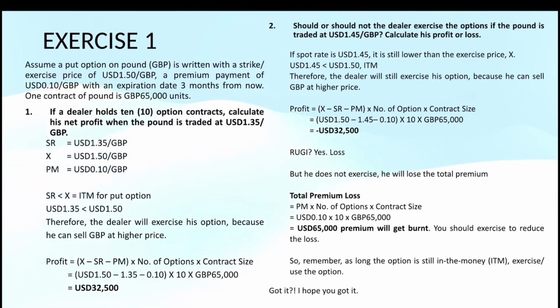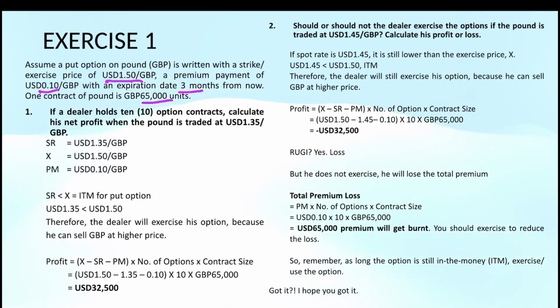Okay, the question is, assume a put option on pound is written with a strike or exercise price of USD 1.50 per GBP. A premium payment is 10 cents per GBP with an expiration date 3 months from now. One contract of pound is 65,000 units GBP. Okay, 65,000 GBP units.